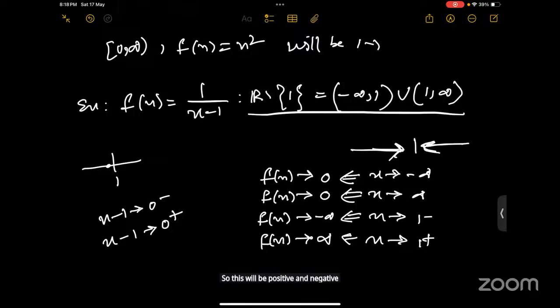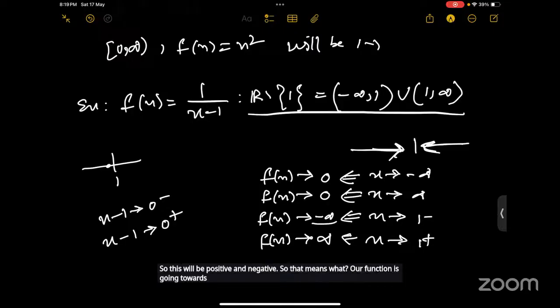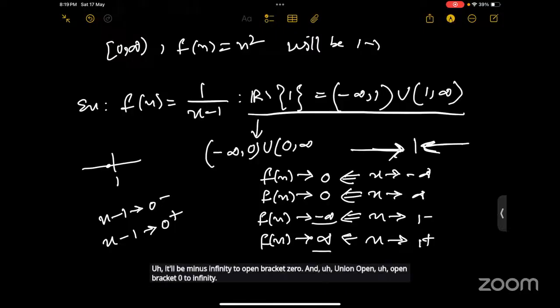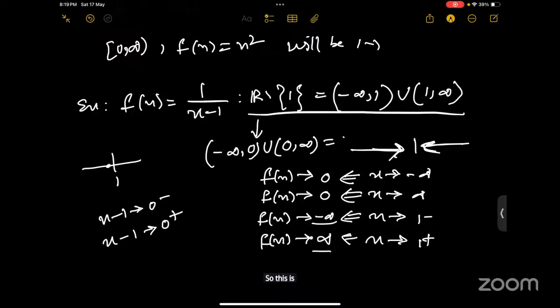So our function is going towards negative infinity, towards positive infinity, and towards 0 from both sides. But it can never be 0, right? That means what should be the range now? It will be minus infinity to 0, open bracket, union 0 to infinity, open bracket. So this is the range.